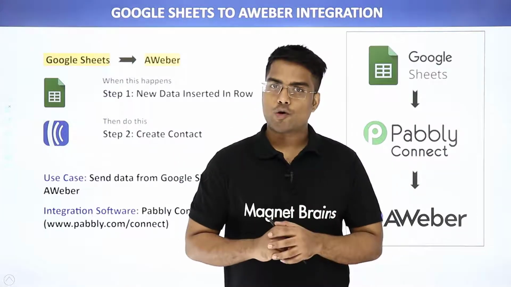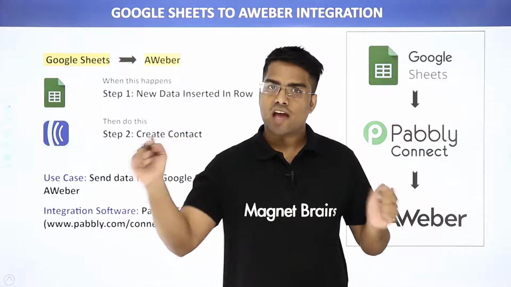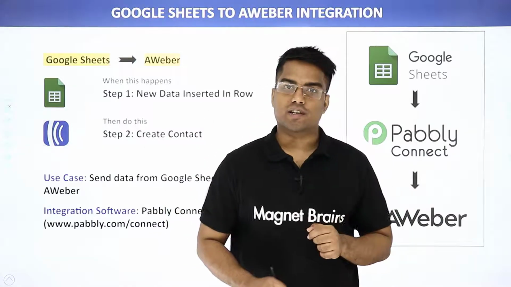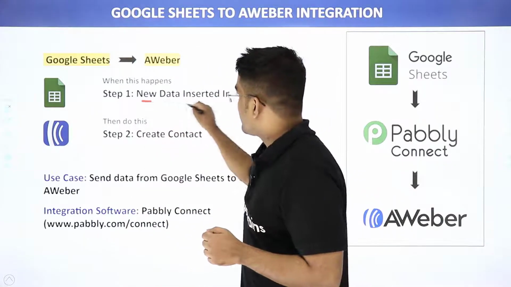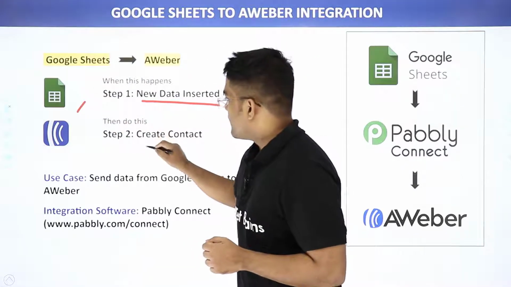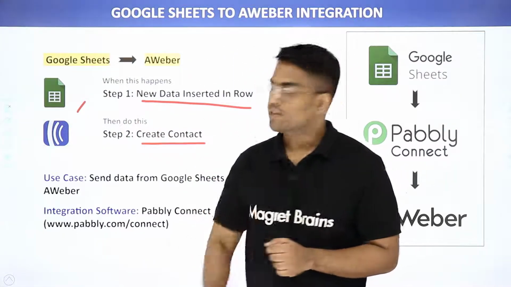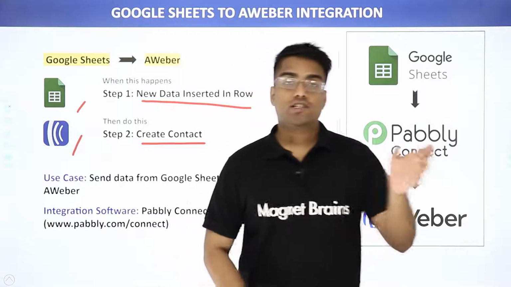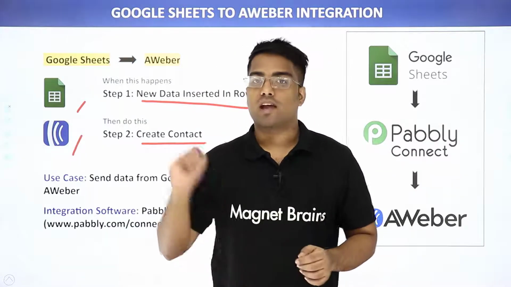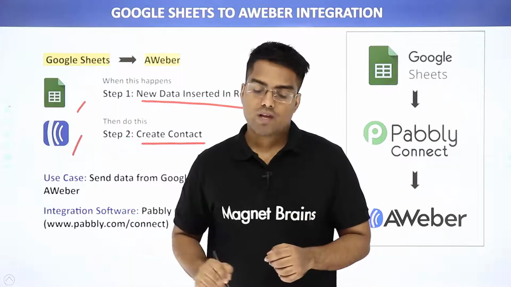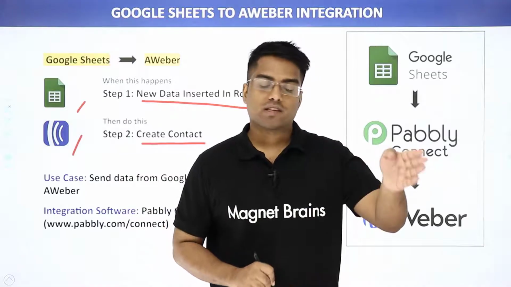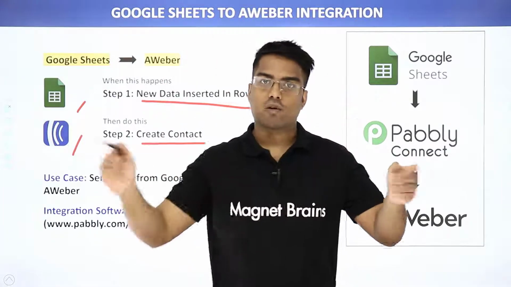So in this video, we are going to integrate Google Sheets and Aweber. Our use case is pretty easy. When new data is inserted in Google Sheet, it will automatically create a contact in Aweber. Now Google Sheet is your favorite spreadsheet program and Aweber is an email marketing tool. So what we are going to do is send the data from Google Sheet to Aweber.